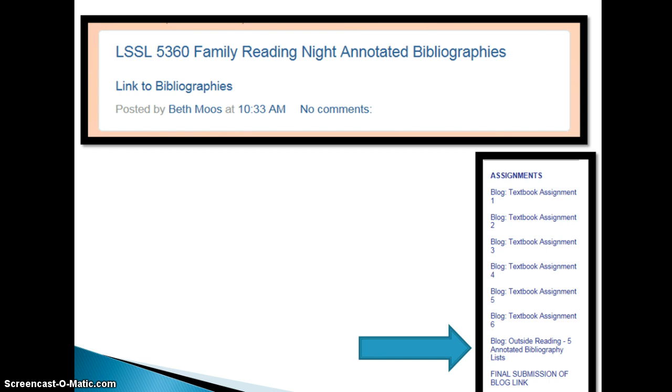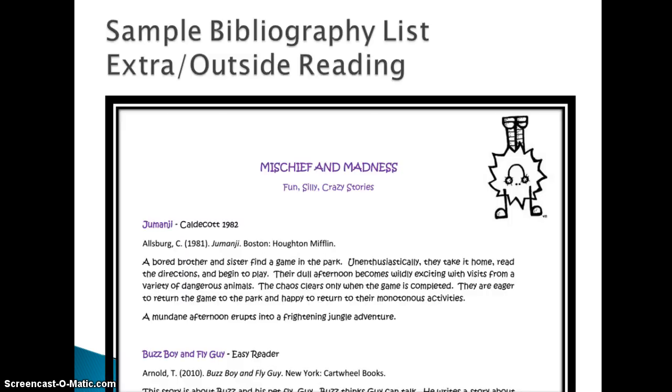As you're reading, you might discover that some of them seem to belong together, or they remind you of each other. And for this example, this student created one that she called Mischief and Madness. And this would have been a sample list that she could have passed out at a family reading night. You'll come up with your own ideas of how to break those 50 titles into 5 separate lists. And these are your outside reading, not the ones associated with the textbook chapters.